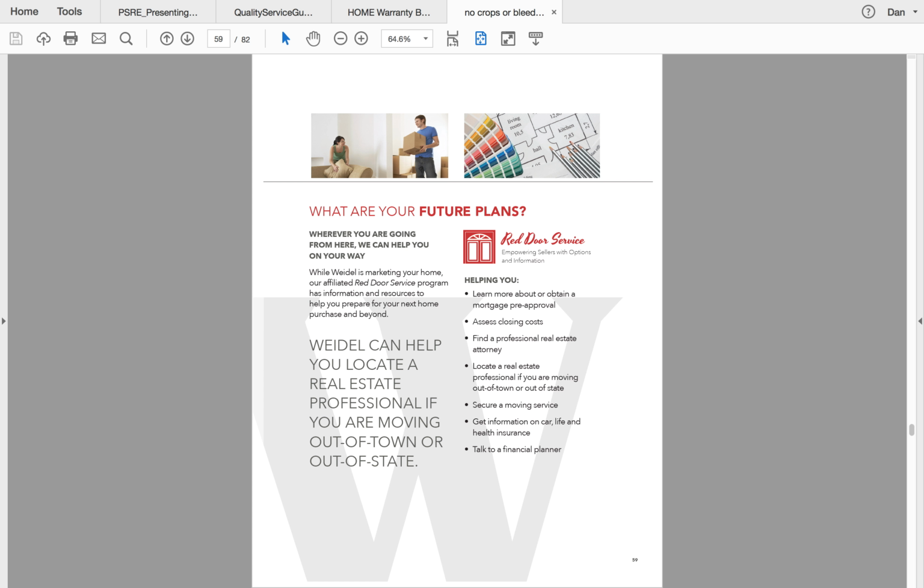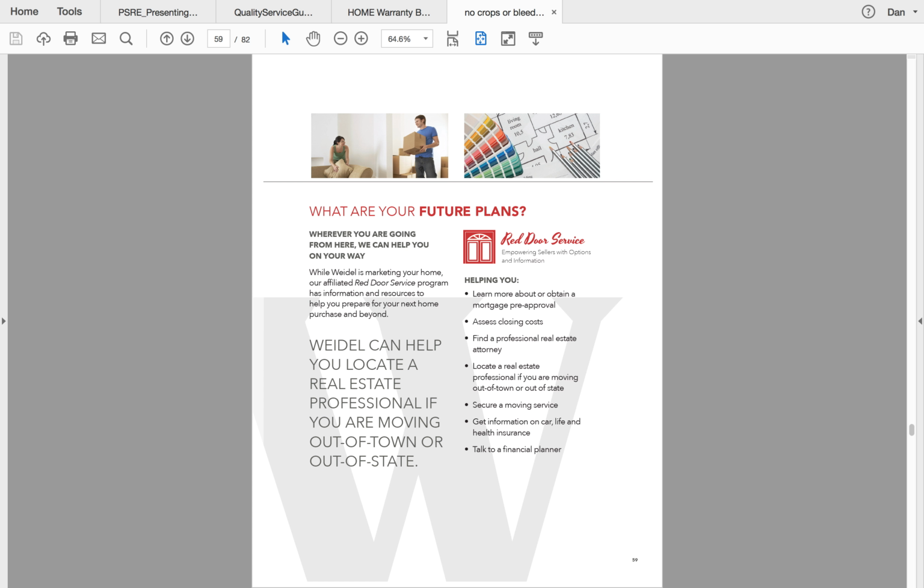And this is our red door service. I am not asking anybody to spend any particular time on this. All we want to do is put out there that our Weidel red door service can help you with your next move anywhere. So if it invites the conversation as to where they may be moving next, whether they have engaged another real estate agent out of the area, it's just a way to open up the door. It's not an involved conversation unless it leads to something.